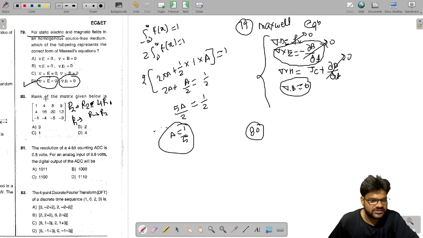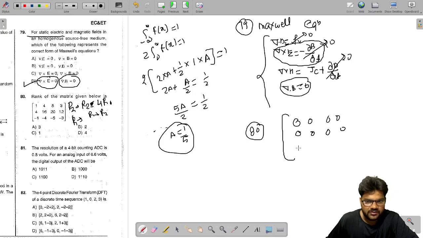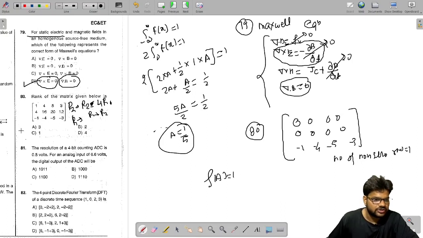So let us change R1. Changing R1 to R1 plus R2, this will become 0 0 0 0, and R2 changing to R2 minus 4R1, this also becomes 0 0 0, right? And only one non-zero row will be left, 1 minus 4 minus 5 minus 3, right? So the number of non-zero rows is 1, then the rank of A will be 1. So the correct option is C.